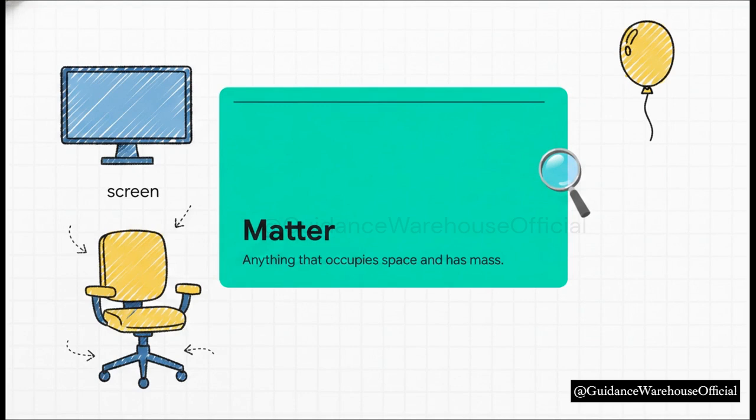So first things first, what actually is matter? Honestly, the definition is beautifully simple. Matter is just anything that occupies space and has mass. That's it. This applies to the screen you're looking at, the chair you're sitting on, and even the invisible air inflating a birthday balloon. If it takes up space and has mass, it is matter.